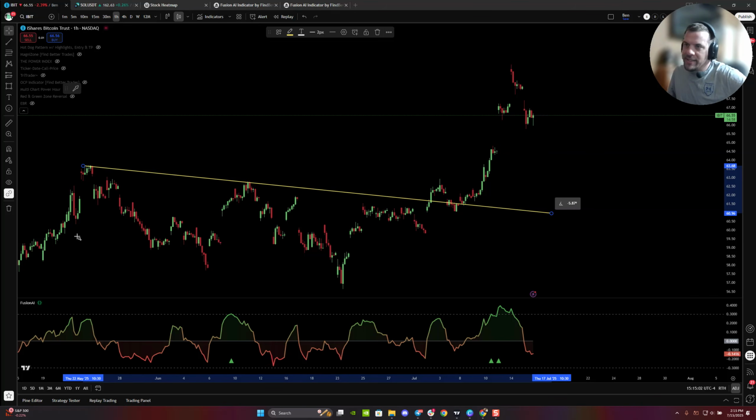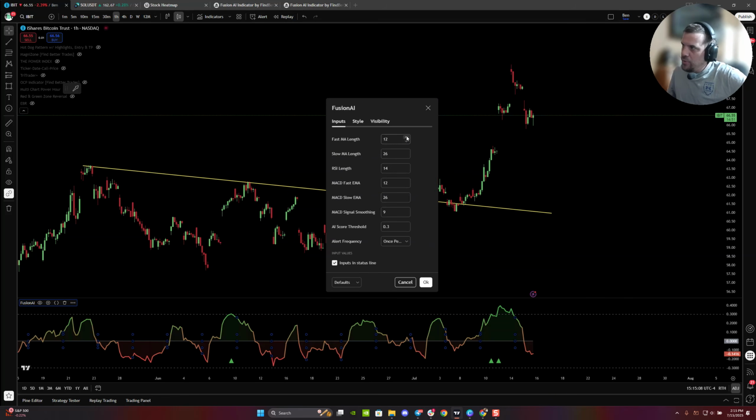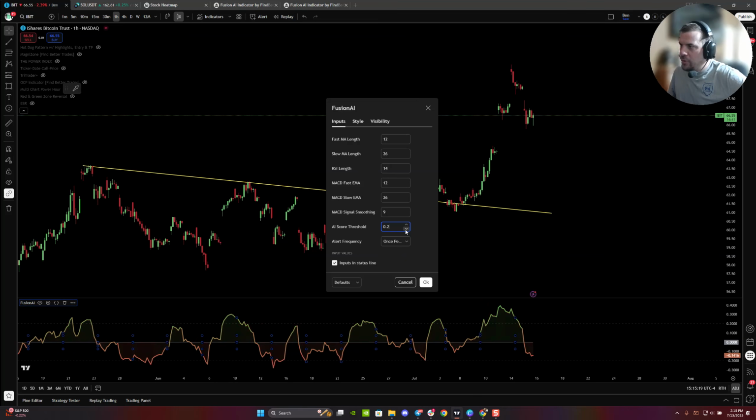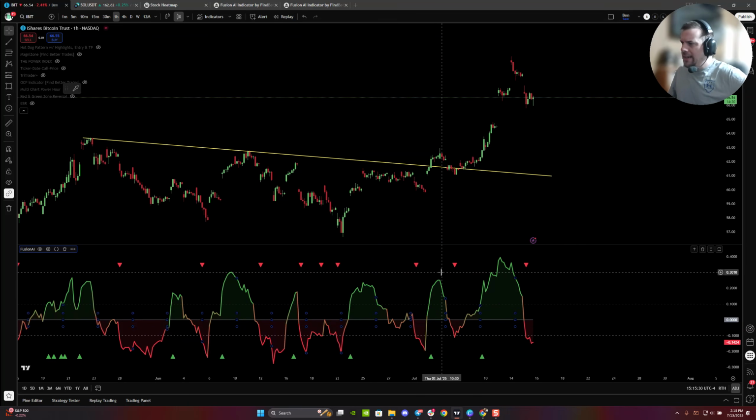But something like this is pretty cool. It's pretty interesting, and essentially you'll be able to mess around with some of this stuff. So if you want more refined settings, so if you want the AI score to be a little bit higher, you can do that. If you want it to be a little bit lower, maybe get a little more signals, you can actually put the threshold all the way down there at 0.1. This gives you a little more.